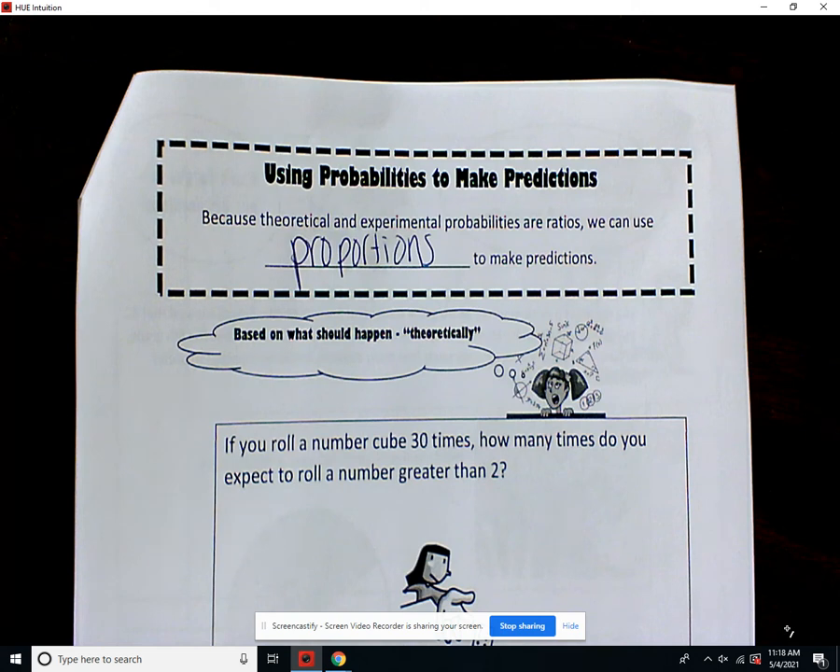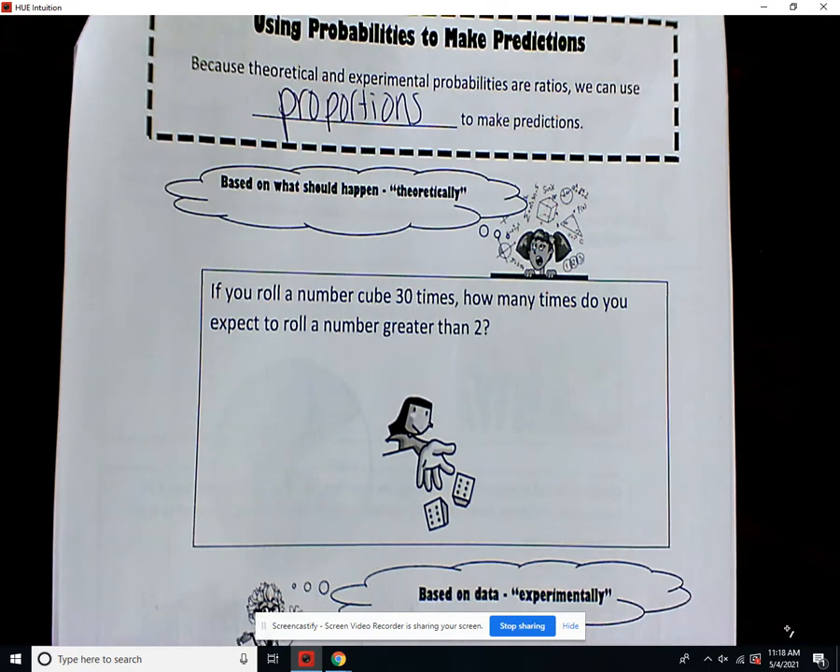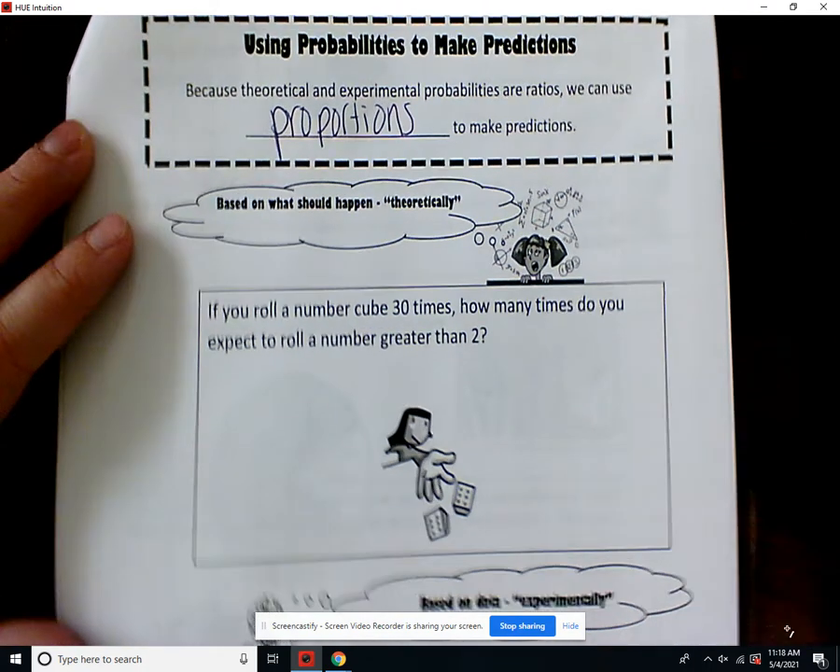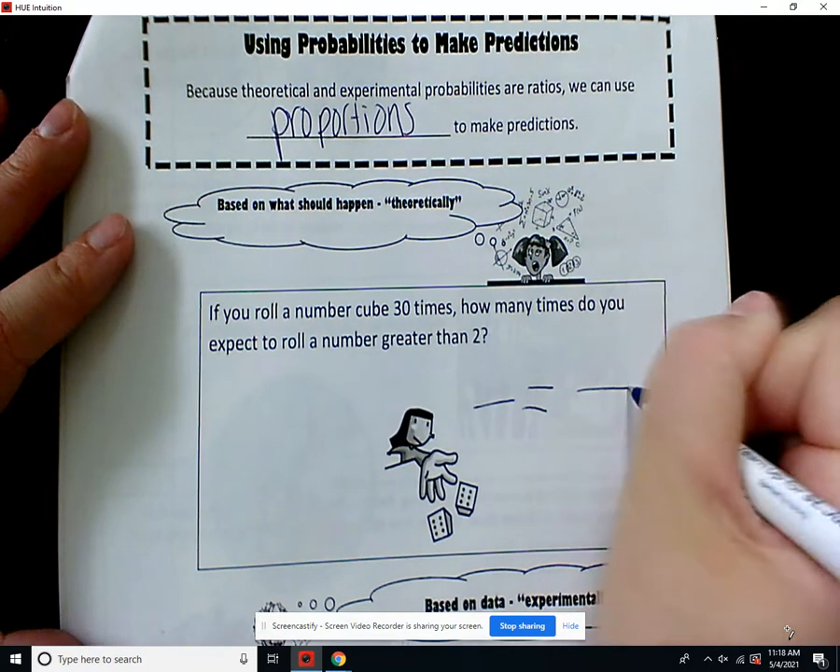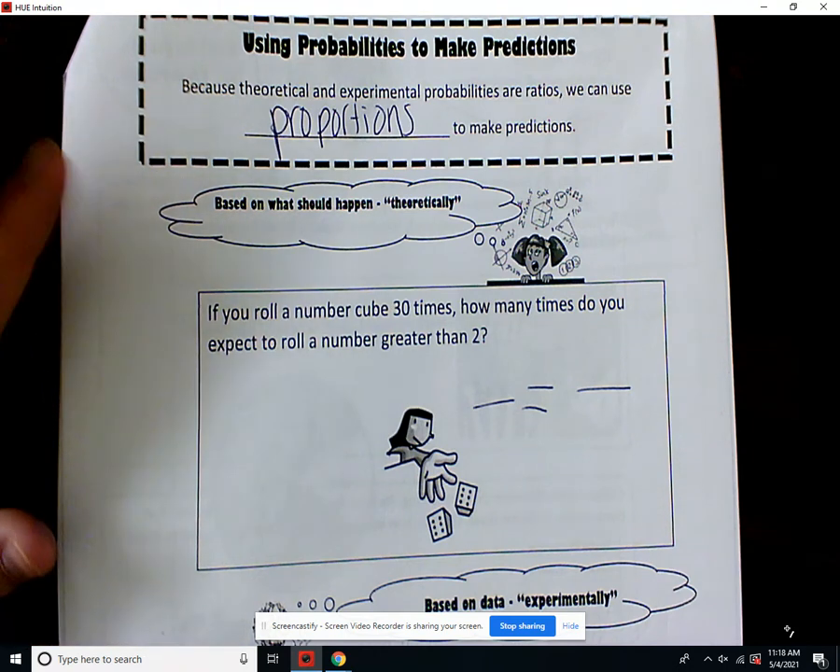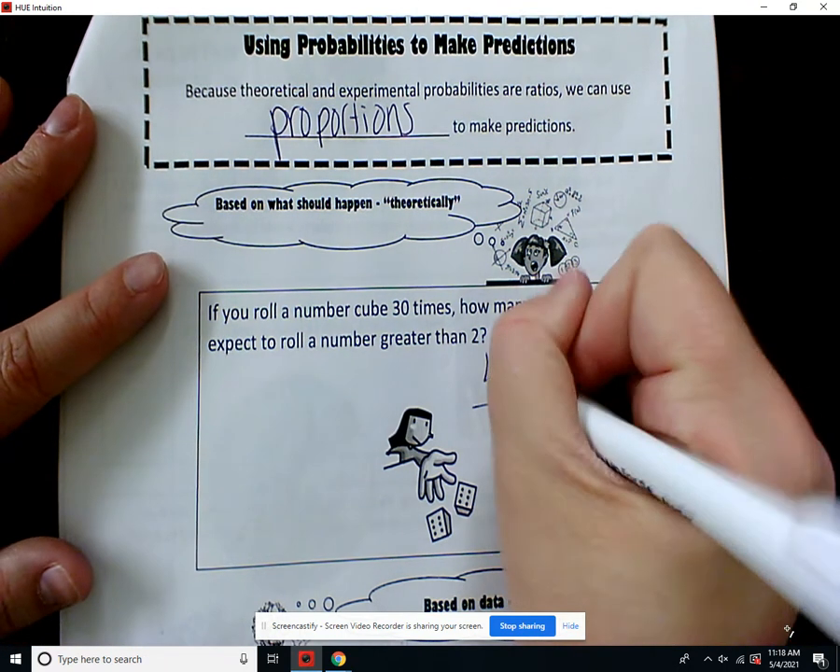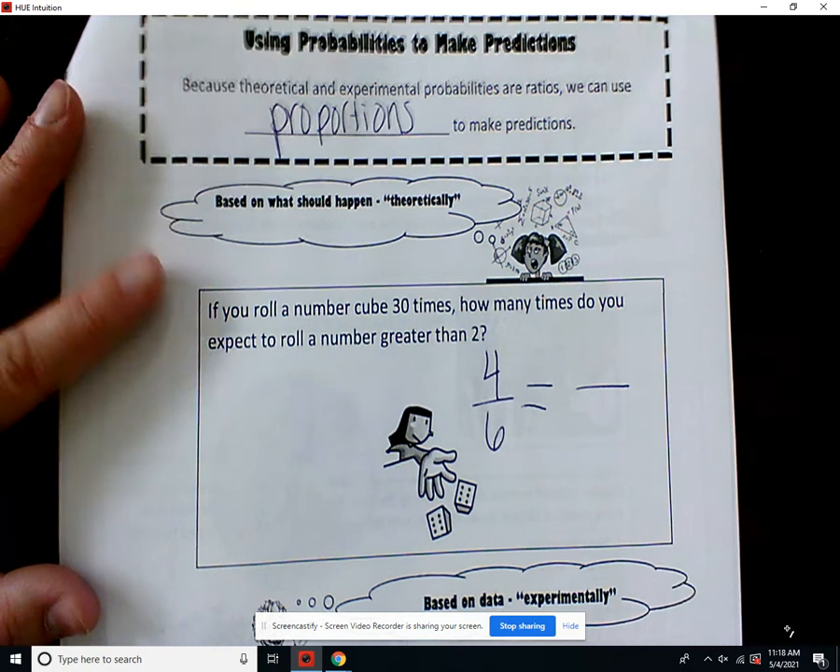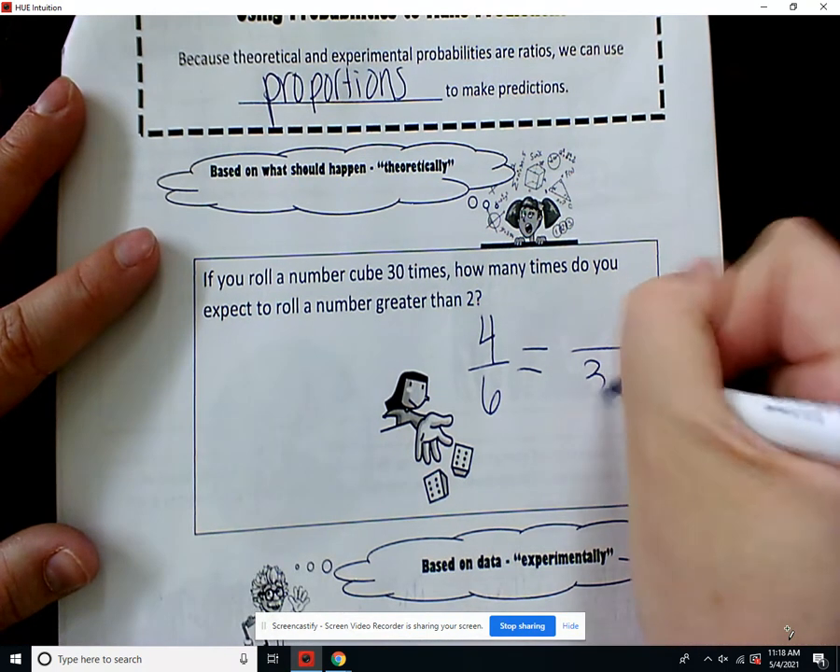Because theoretical and experimental probabilities are ratios, we can use proportions to make predictions. If you expect to roll a number cube 30 times, how many times do you expect to roll a number greater than 2? On a dice, the numbers greater than 2 are 3, 4, 5, and 6. That's 4 out of 6 numbers. So what if I had 30?